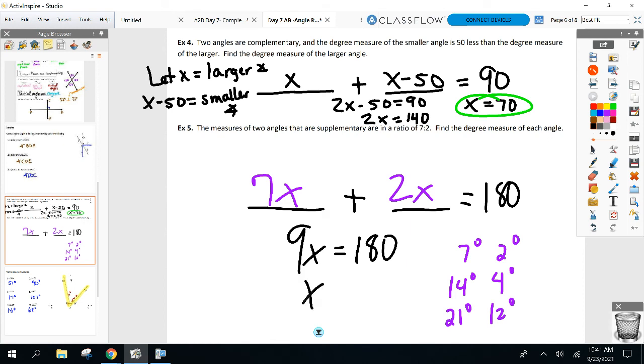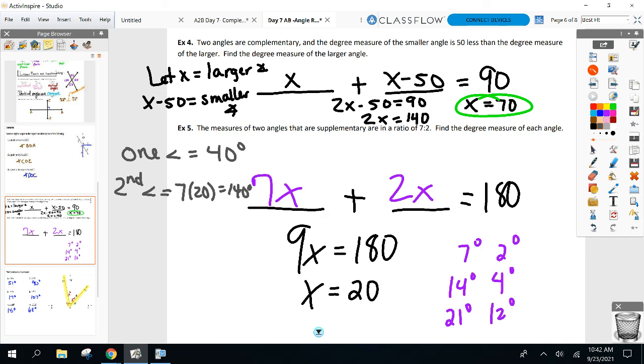So x is going to be equal to 20, but is 20 one of the angles? No, 20 is not one of the angles. It's just what I need to multiply by. So let's go back, find the degree measure of each angle. One angle is going to be, what's one of my angles going to be if x is 20? 2 times 20 gives me a 40-degree angle. The second angle, now I do 7 times 20, and that gives me 140.